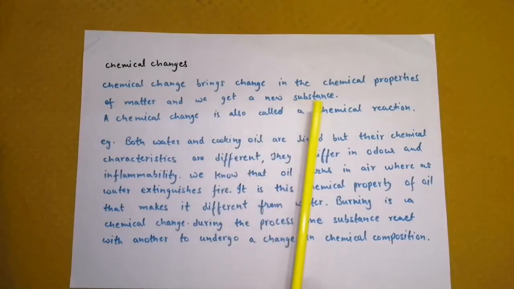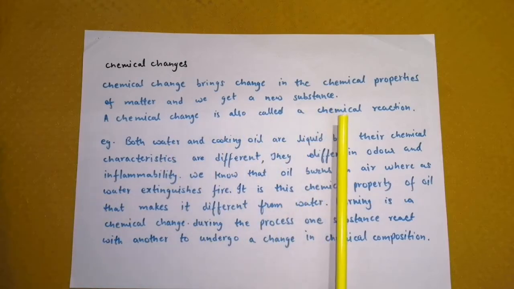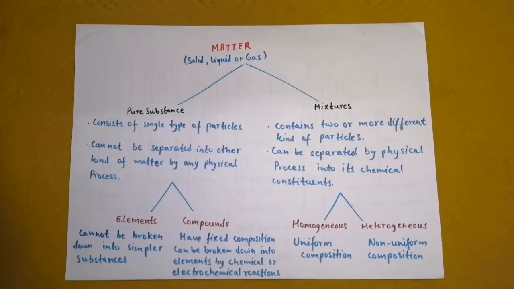Chemical change brings change in chemical properties of matter and we get a new substance. Chemical change is also called chemical reaction. Matter can be divided into pure substances and mixtures.